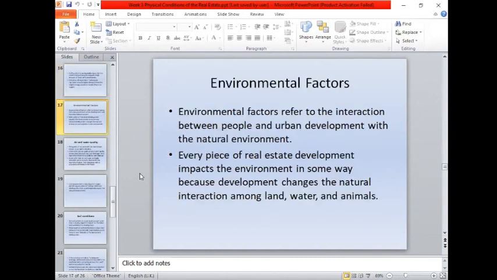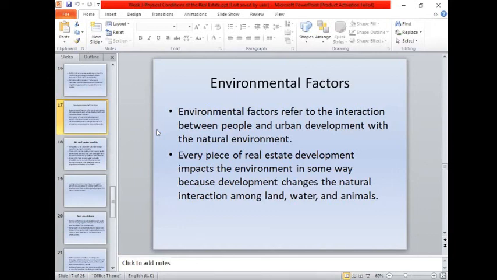So those are the physical factors that affect the physical conditions of the real estate. So we have the location, we have the soil condition, the topography, we have also the transportation patterns, the climate, of course. So those are the physical conditions.